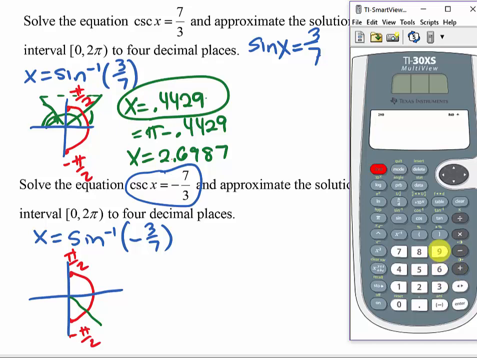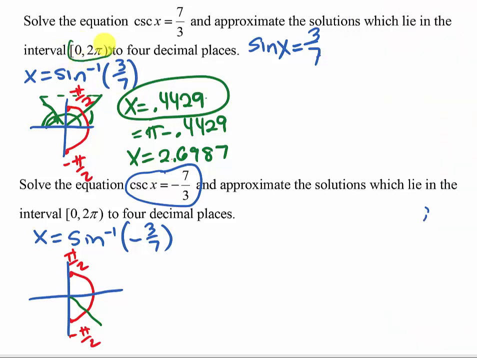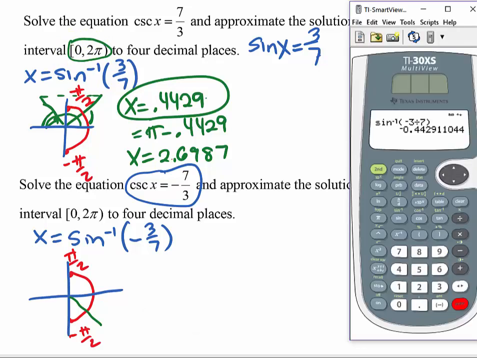So let's go ahead and do that. Inverse sine of negative 3 divided by 7. And we do indeed get the negative of that other angle there, but that's not going to be a solution because we want solutions on the interval from 0 to 2 pi. That was a negative answer, but we know we could get a coterminal angle that is between 0 and 2 pi by adding a loop around, and that's what I'm going to do. So I'm going to take that answer and add 2 pi to it.